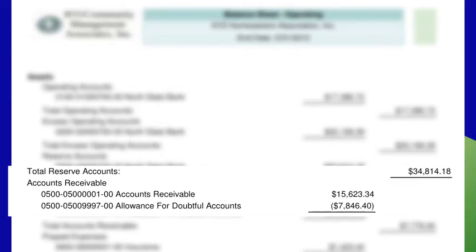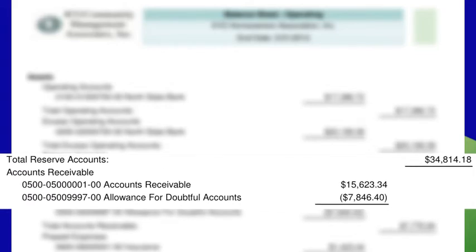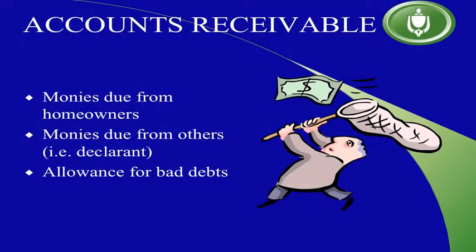The next item you will generally see on your balance sheet is accounts receivable. These are monies due from other parties. For the most part, these are going to be monies due from homeowners. These are homeowners who have been billed but who have not yet paid their monthly, quarterly, or annual assessments.